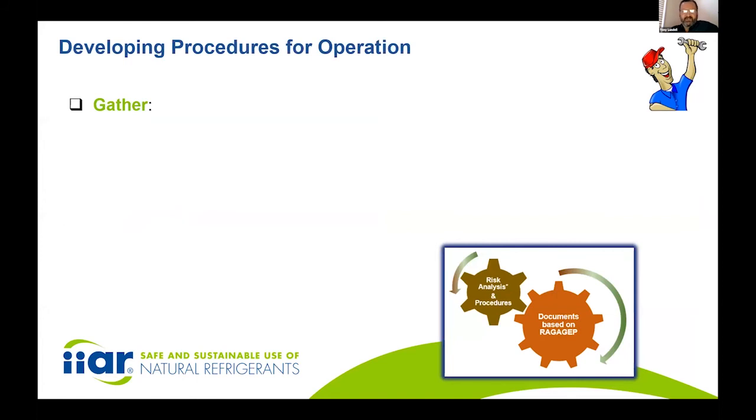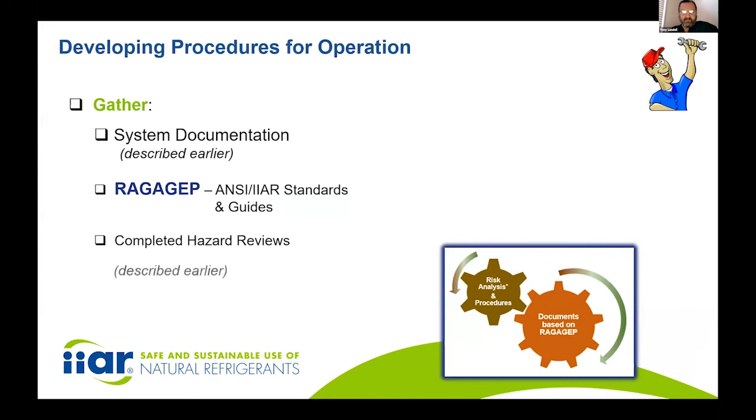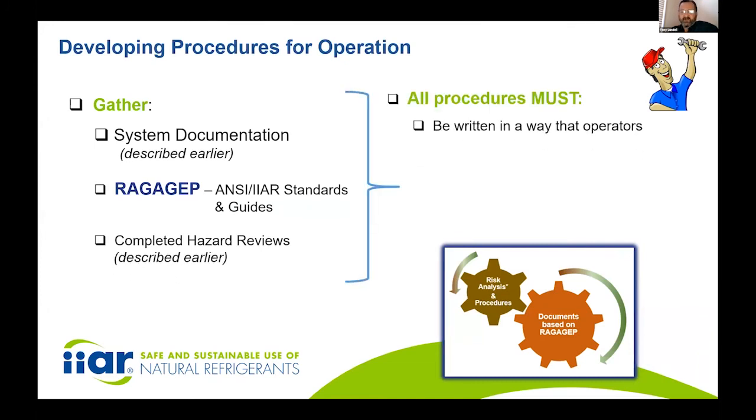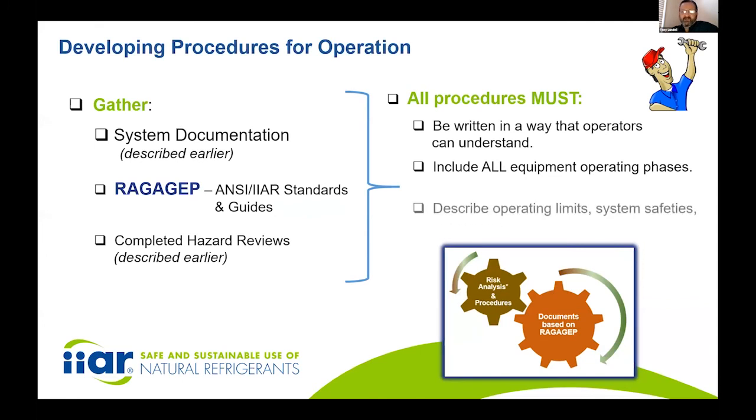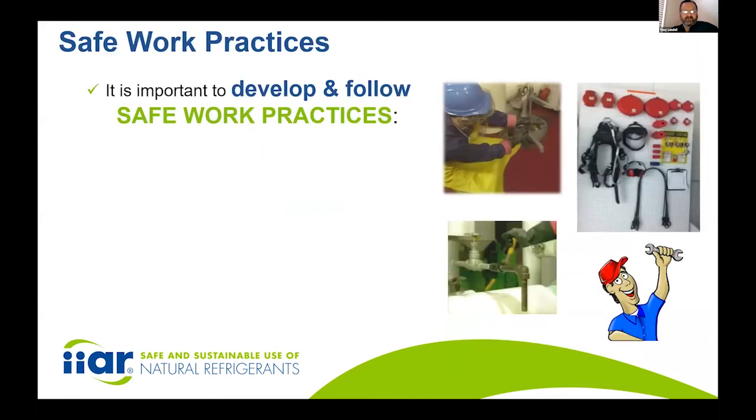Now, developing procedures for operation with the documents is important, and I'll list out some of the items here. You gathered the system documentation for RAGAGEP, you completed hazard reviews, and you go through all this information. And so all these procedures that you develop for operating procedures, of course, need to be written in a way that the operators can understand. They include all the equipment for the operations, describe operating limits, health risks and ways to reduce risk, et cetera. So now this other item, beyond just operating procedures, when you develop them, is safe work practices.